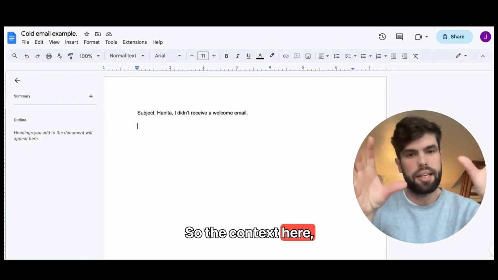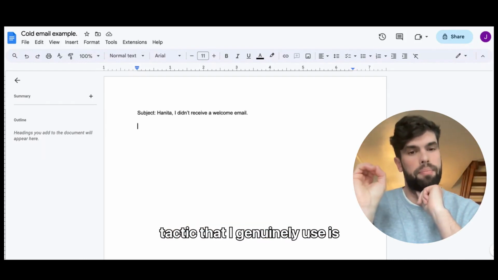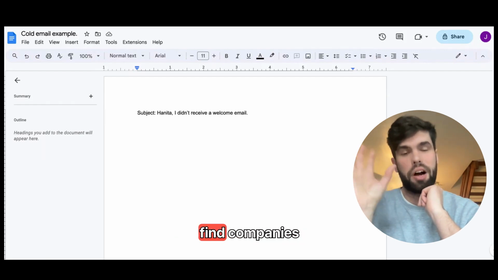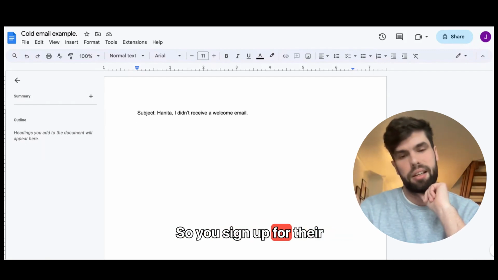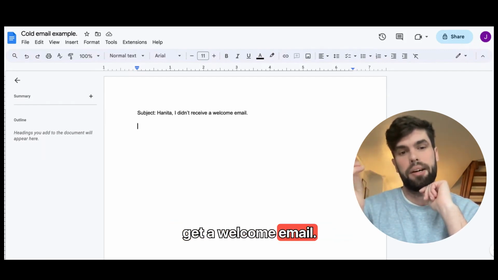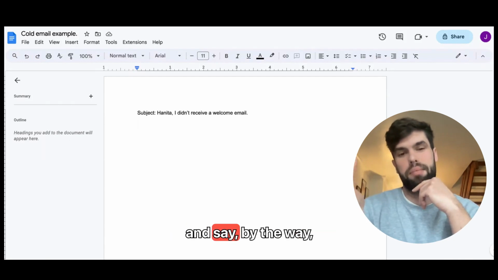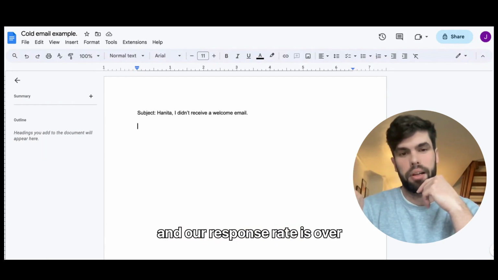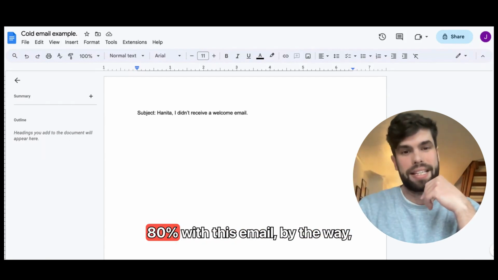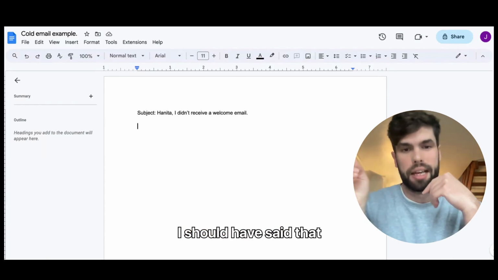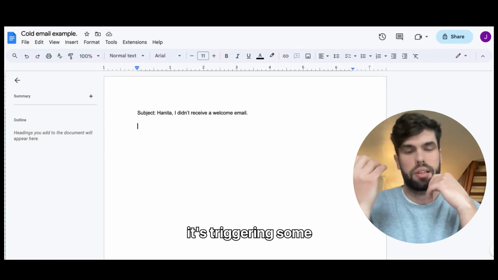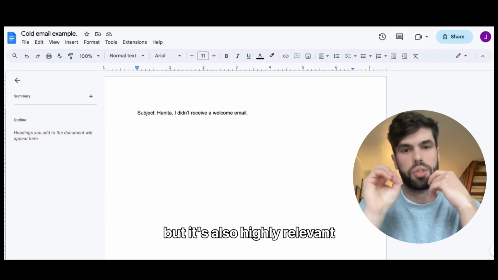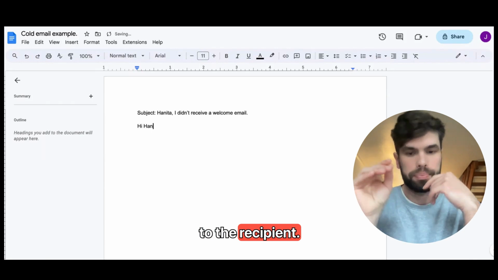So the context here, for example, and this is a cold outreach tactic that I genuinely use, is that we will sometimes find companies that don't send out welcome emails. So you sign up for their newsletter and you don't get a welcome email. And then we'll email them and say, by the way, I didn't get one. And our response rate is over 80% with this email, by the way. I should have said that at the start. So, as you say, it's triggering some sort of curiosity, but it's also highly relevant to the recipient.